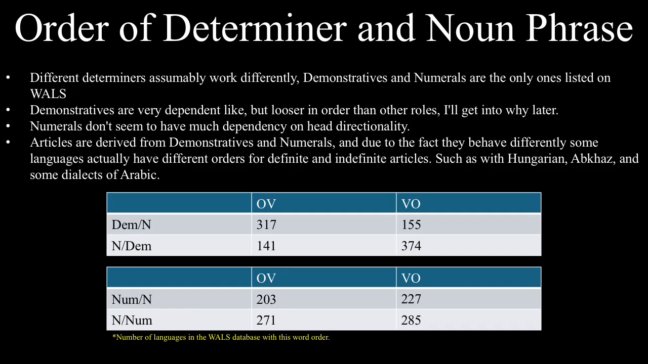Meanwhile, numerals appear to be almost unrelated to head directionality, with a slight tendency towards appearing after the noun, but mostly being 50-50. If you remember, I mentioned in my parts of speech video that the definite article typically comes from the distal demonstrative, and the indefinite article comes from the singular numeral. The fact that these have such different syntax has actually led to some languages supposedly having different syntax or morphology for each article, like in Albanian, some dialects of Arabic, or Romanian.